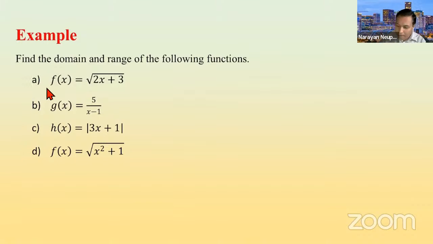Let's begin with A. In A, they have given a function f of x equal to the square root of 2x plus 3. You can see this is a square root function, right? It's a square root function. For each type of function, there may be some restrictions. If there are restrictions on the function, you have to look for those restrictions.